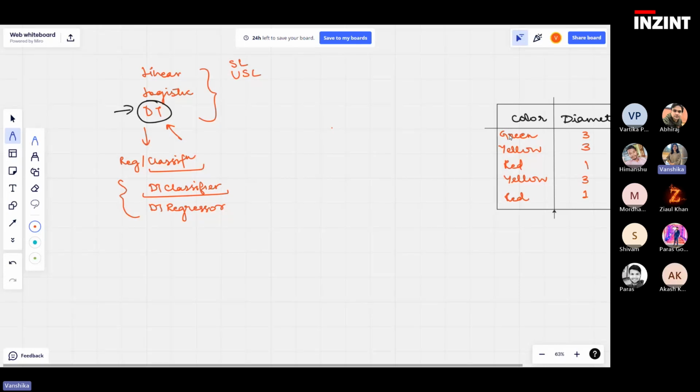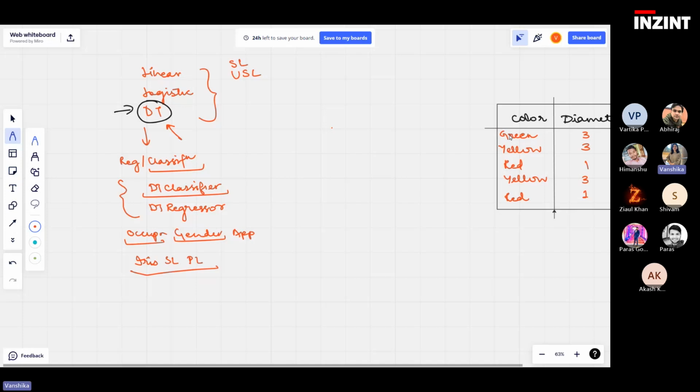In the example, I first defined the example of categorizing people based on their occupation and gender, to decide which app should be recommended. Here the splits were happening based upon the gender column and the occupation column. But in the iris data set, we used sepal length and petal length to make the splits. So decision tree can be used for both. Linear regression is only for regression. Logistic regression is for binary classification.